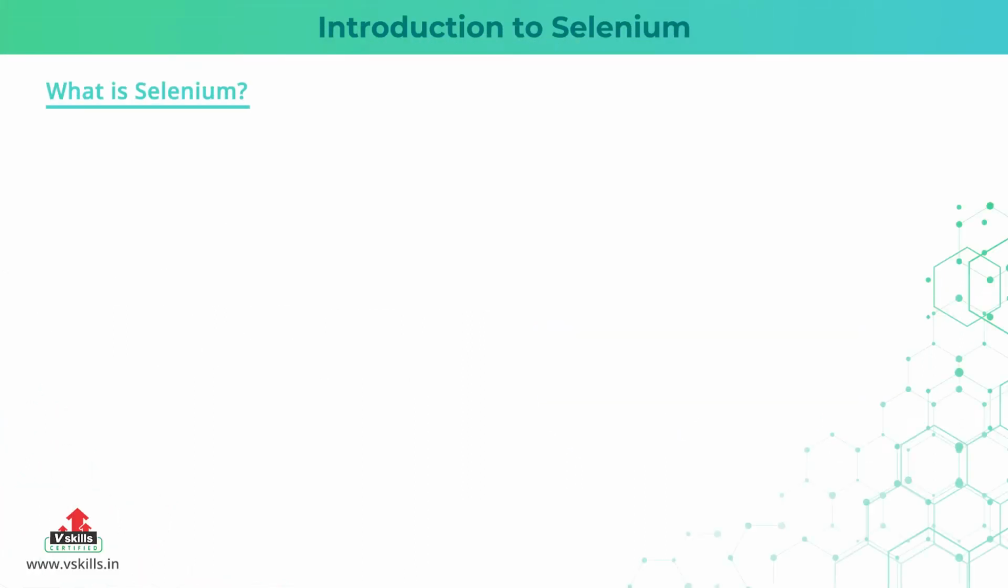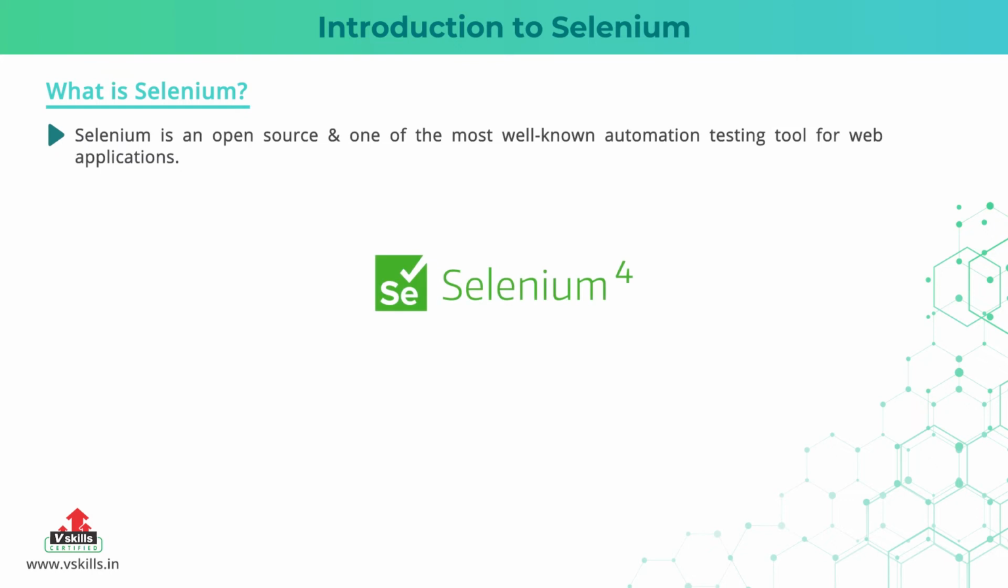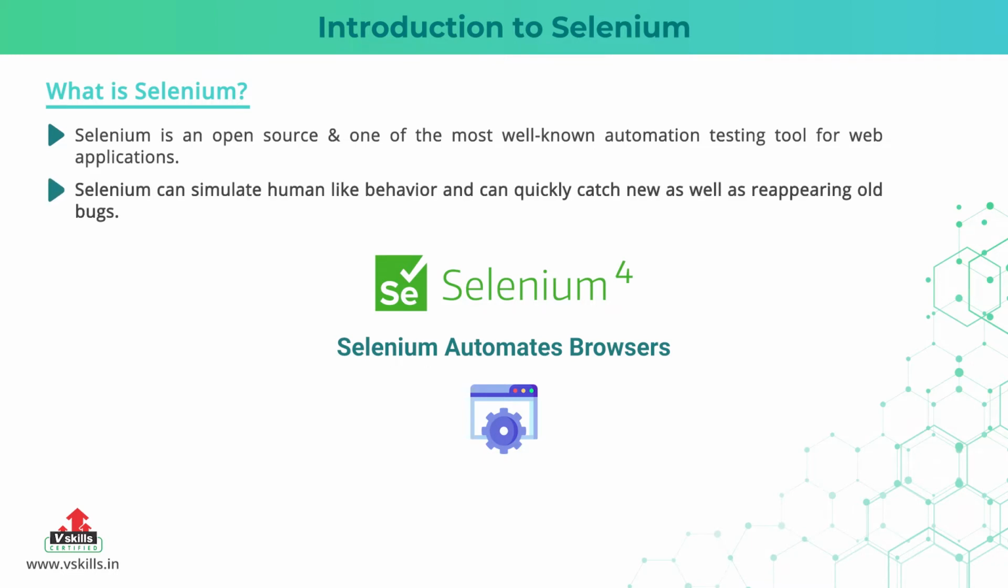So, what is Selenium? Selenium is an open source, and one of the most well-known automation testing tool for web applications. In simple words, Selenium automates browsers. It can work with Chrome, Firefox, Internet Explorer, and can simulate a human-like behavior. Selenium can interact with different components of the web page and can quickly catch new as well as reappearing old bugs. Selenium is not limited to just testing, you can also automate mundane web-based tasks with it.